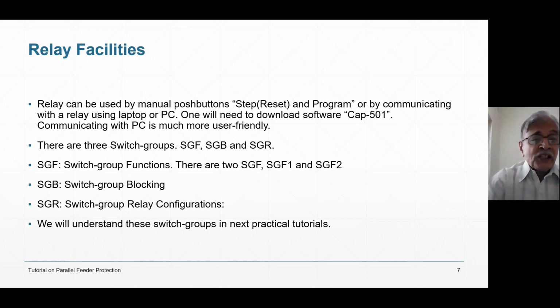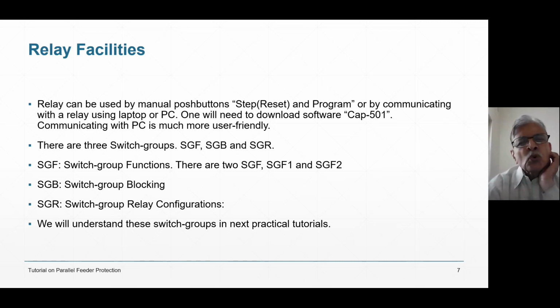What are the relay facilities? The relay can be used with manual push buttons. Step and program, only 2 push buttons are there. The push buttons are so good that 40,000 operations are possible. Up to 40,000 operations, nothing will happen to the push buttons. One push button is step, which is known as reset also. That means using that you can reset also. Another push button is program. And by using the 2 push buttons, you can completely configure the relay manually.